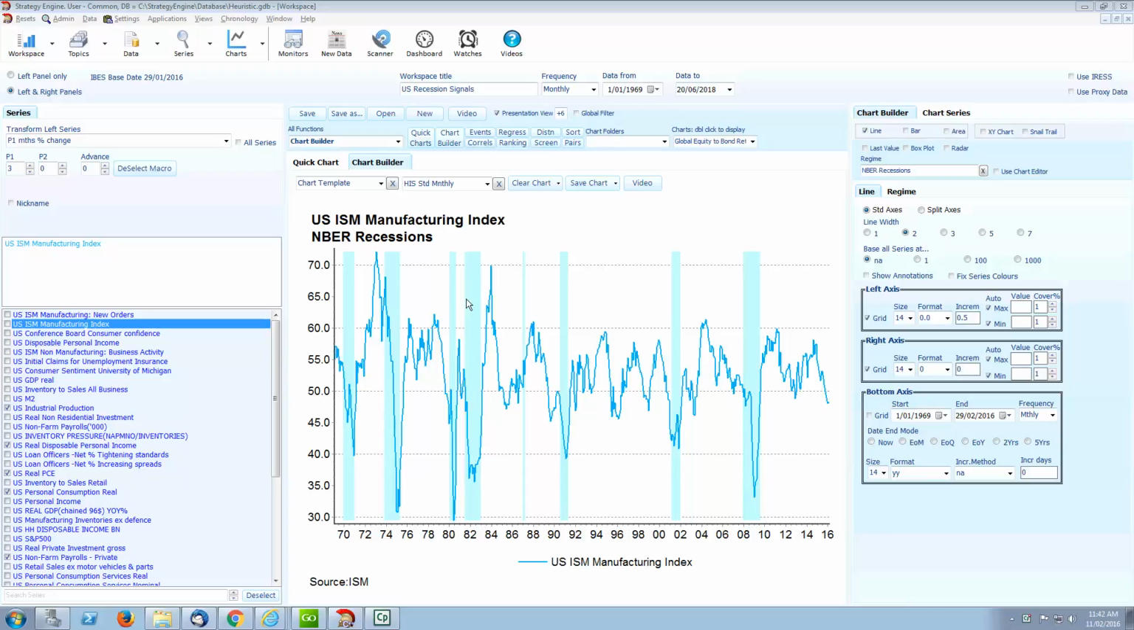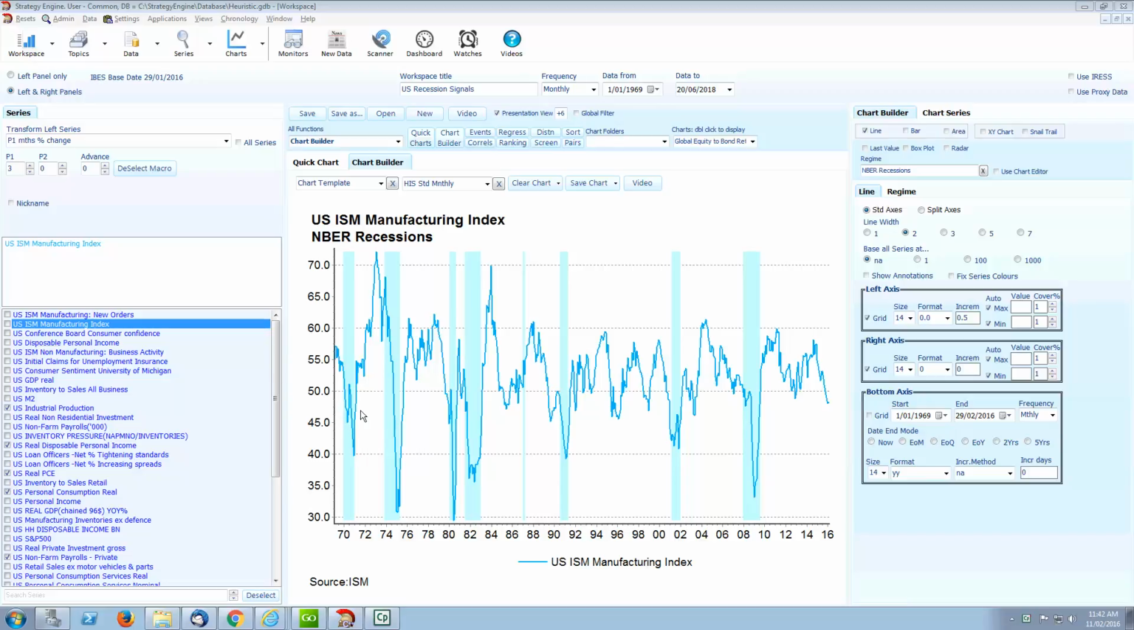So we'll have a closer look at some of these indicators of US recession, given that the focus is very much on downside risk to growth at the moment. First one I'm looking at is the ISM Manufacturing Index. We've shaded the areas associated with recessions. The series goes back to 1970 in this instance.